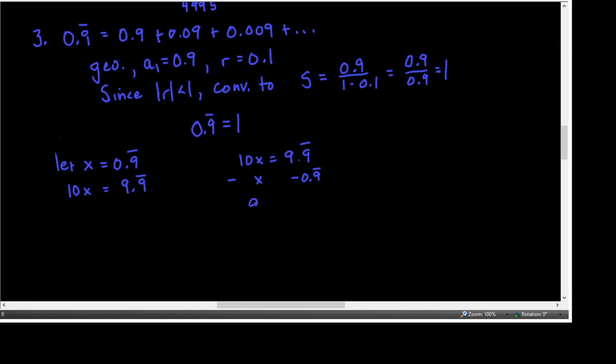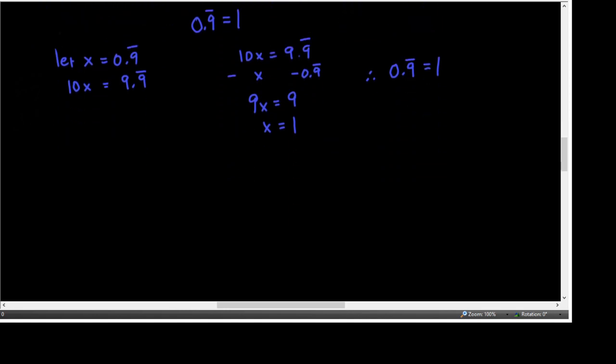10x minus x is 9x. 9.9 repeating, take away all the repeating 9s after the decimal, you're left with 9. So x is equal to 1, which you get from dividing both sides by 9. And x is also given to be 0.9 repeating. Therefore, 0.9 repeating has to be equal to 1. I can tell you're still not convinced. So let me do another one.